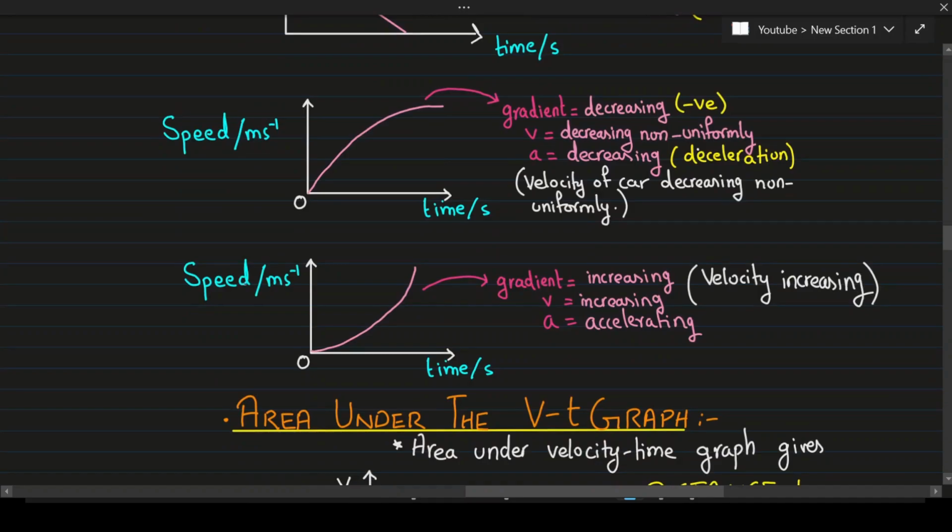Then our last graph shows that if I again draw the lines here, I can see that the gradient is gradually increasing to infinity, which means that acceleration is what? Accelerating. It means it is increasing. Acceleration is increasing, so your velocity would also be what? Increasing non-uniformly.